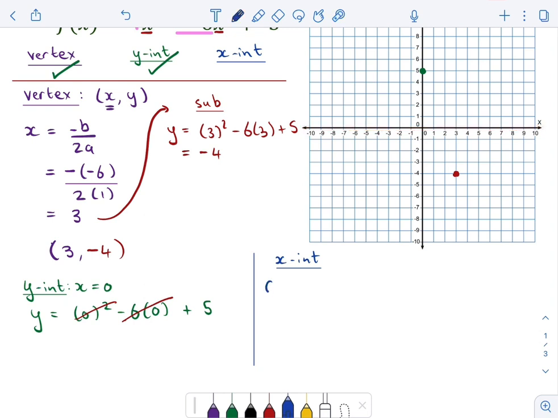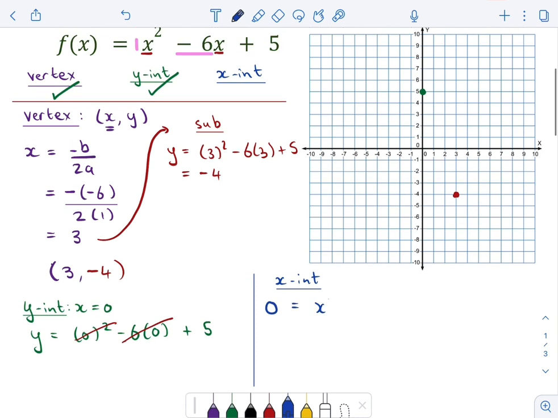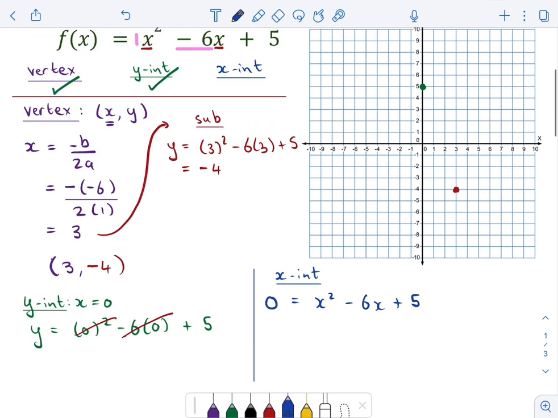By making the y value 0, I am left with x squared minus 6x plus 5. And now I am solving a quadratic equation. There are many ways to do this, but the way we are going to do it is by factoring. I have a video on factoring trinomials that you can watch, but how we are going to factor this trinomial is the method that I use.